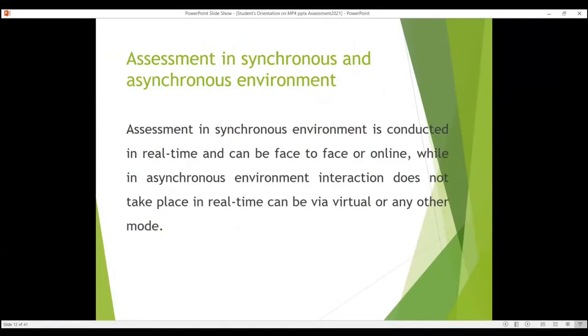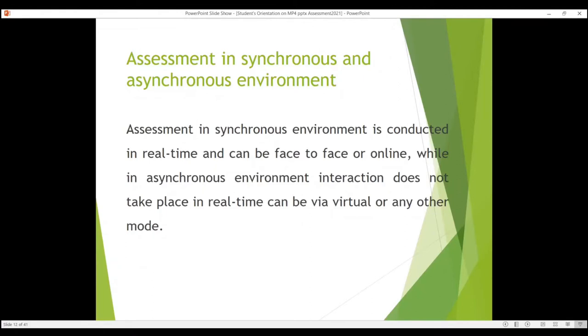Now, as you know, assessment can be synchronous and asynchronous. By this time, you know what is synchronous and what is asynchronous. COVID-19 has given the lesson about it. What is that? Any assessment that is conducted in real time, either face to face or online. Suppose I will give you one MCQ exam now and I will give you 1 hour. I will ask all your 500 students to do the exam.